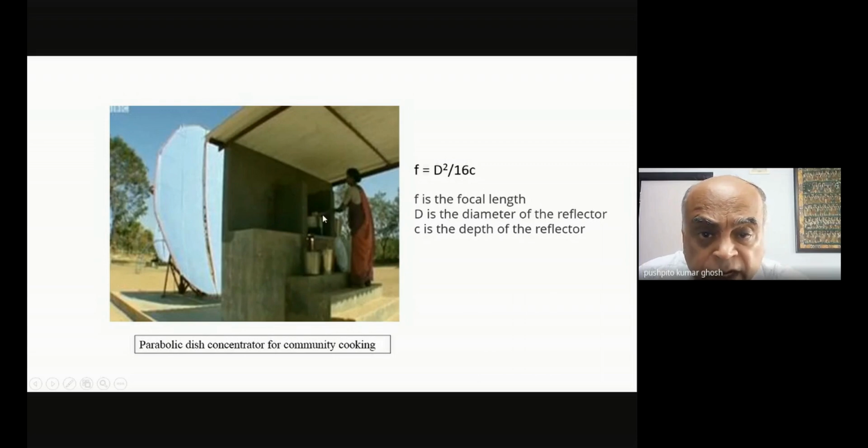And in fact, you can see this lady basically keeping all the pots and pans for cooking, community scale, and the entire cooking is done with solar energy. So this is again a great application of solar energy. Many places they have actually set up such units for community scale cooking.